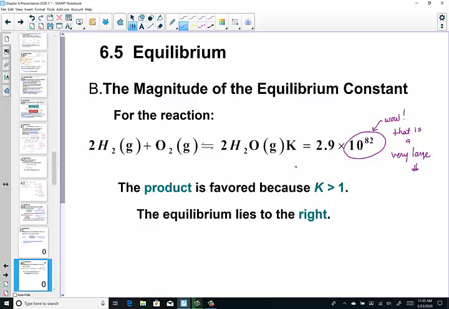That product is so far lying to the right because it is truly a very, very large number. You could assume that that reaction has gone to completion with that sort of number. To emphasize that this reaction would be favoring this side so much more than the other side, I can show that using an unequal arrow. The reaction lies to the right. The number is extremely large, so the equilibrium is favoring the products.